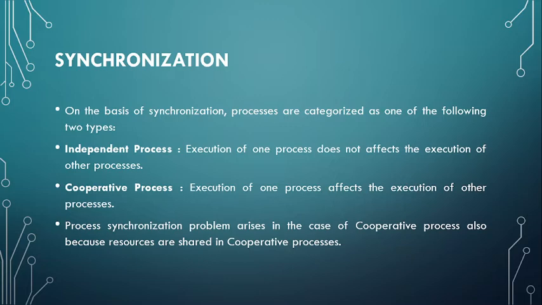The process synchronization problem arises in the case of cooperative processes, because resources are shared in cooperative processes. So we are going to discuss only cooperative processes because they share the resources. Since they share the resources, there is a problem of race condition.